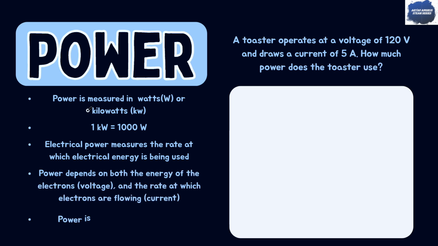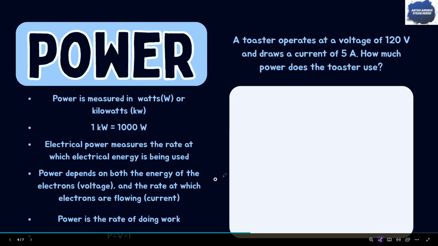Now we'll be talking about power. Power is measured in watts or kilowatts. 1 kilowatt is equal to 1000 watts. Electrical power measures the rate at which electrical energy is being used. Power depends on both the energy of the electrons, voltage, and the rate at which the electrons are flowing, the current. Power is the rate of doing work. So power equals V times I.